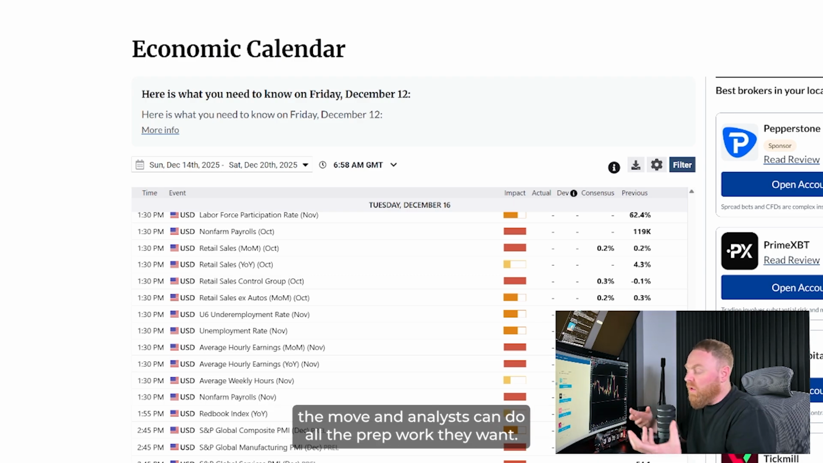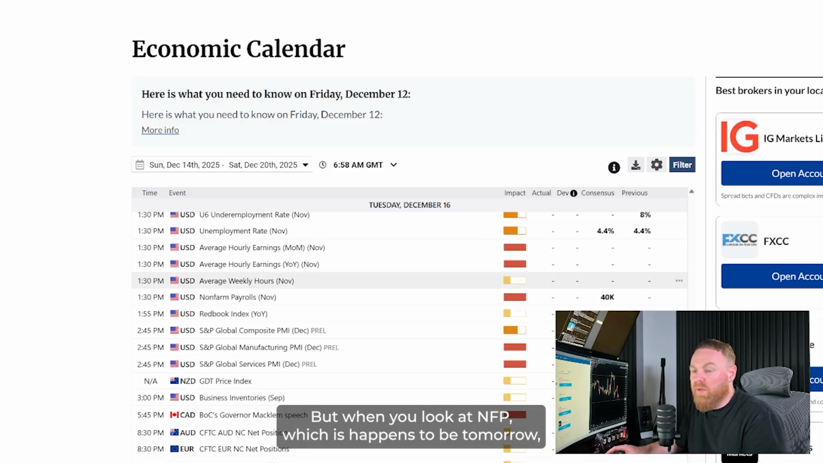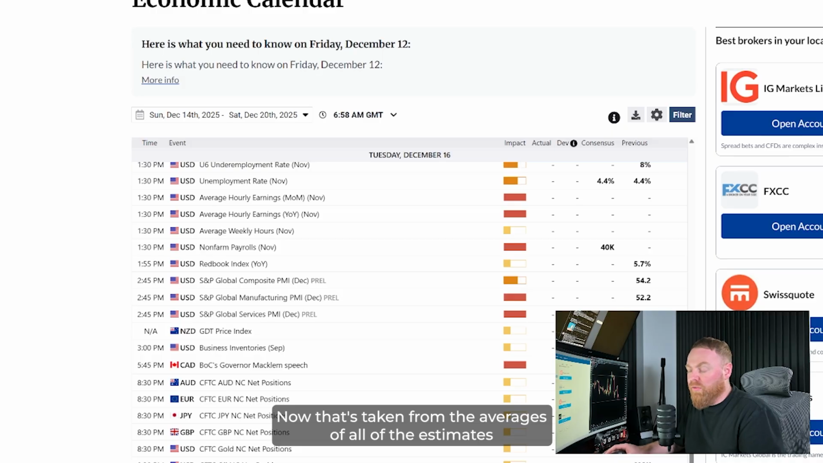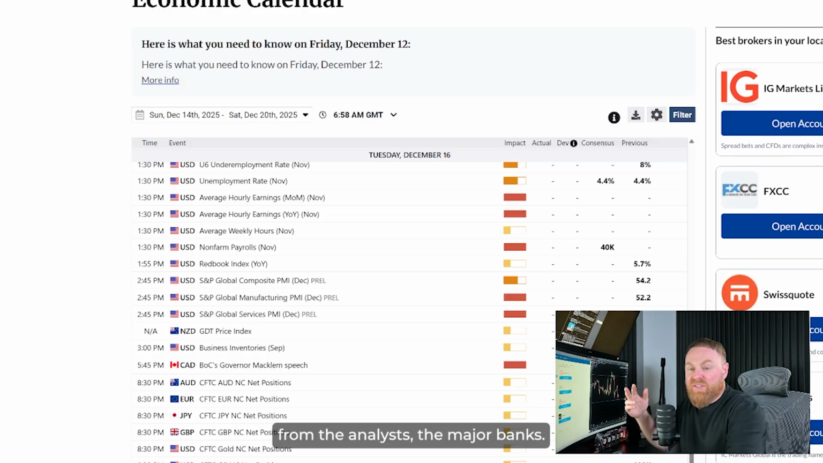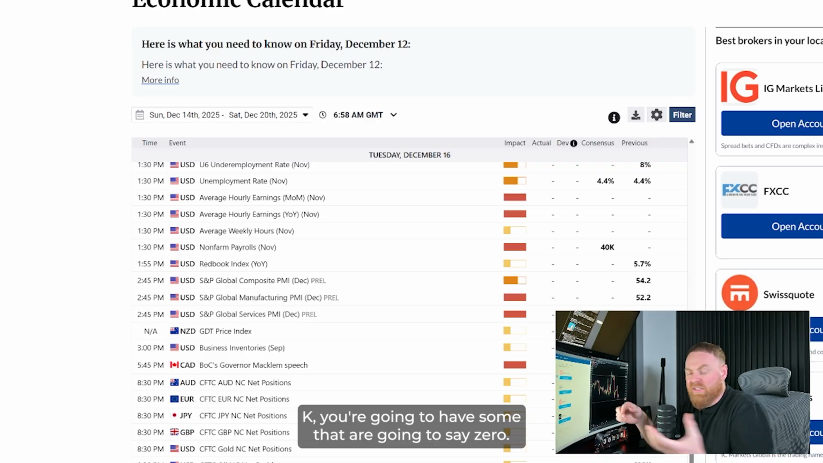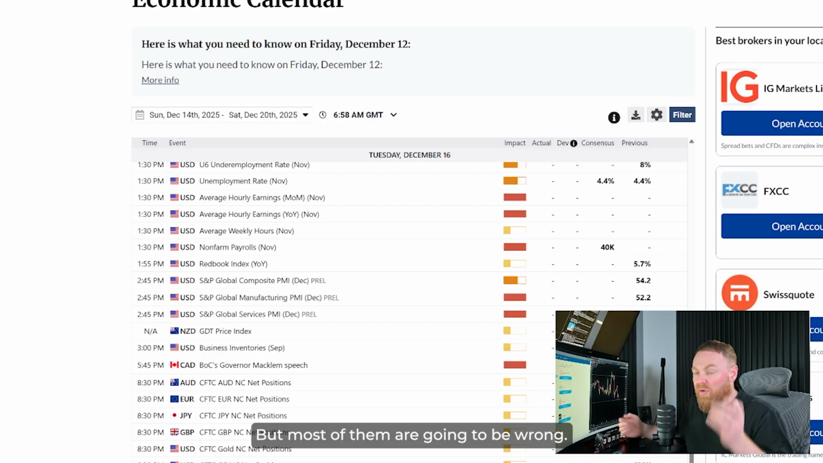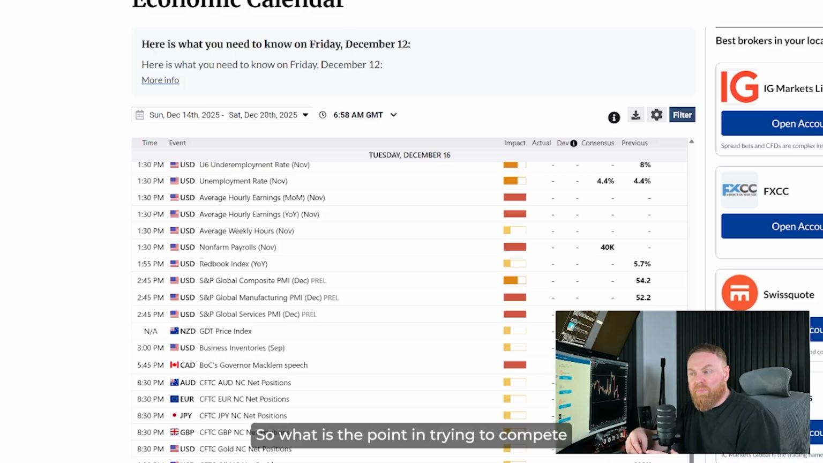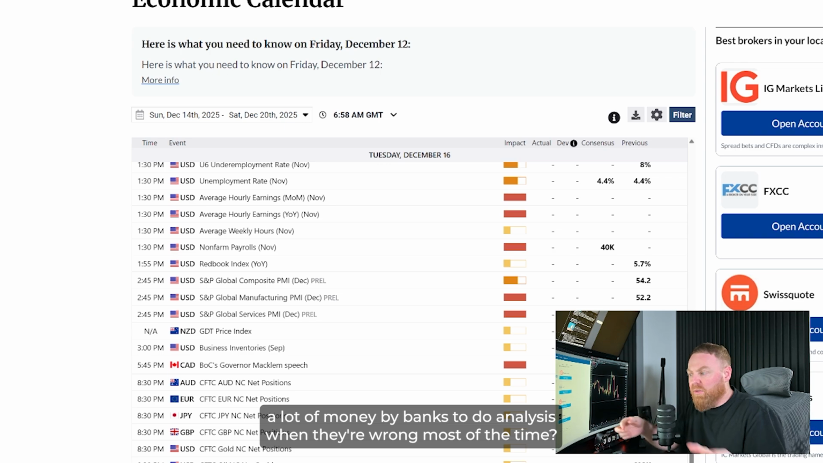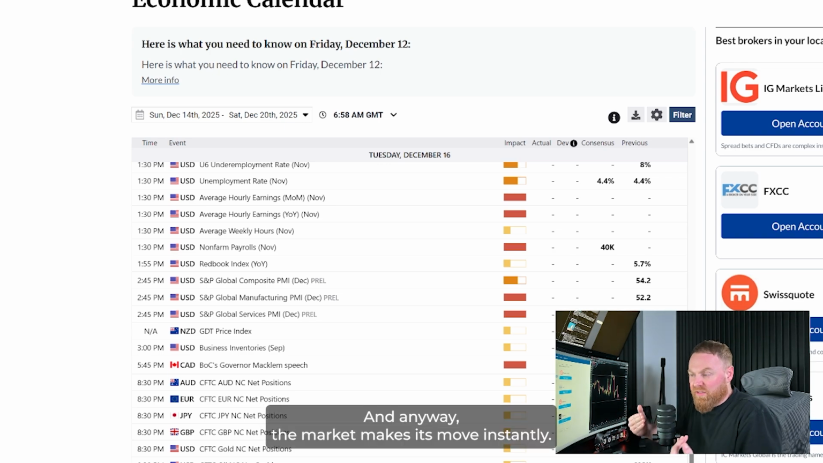An analyst can do all the prep work that it wants, but when you look at NFP, which happens to be tomorrow, the consensus there is 40k. Now that's taken from the average of all of the estimates from the analysts at the major banks. You're going to have some that say 80k, some that say 0. So the data is going to come out and some of them are going to be right, but most of them are going to be wrong. So what is the point in trying to compete with these hugely intelligent people who are paid a lot of money by banks to do analysis when they're wrong most of the time? And anyway, the market makes its move instantly.